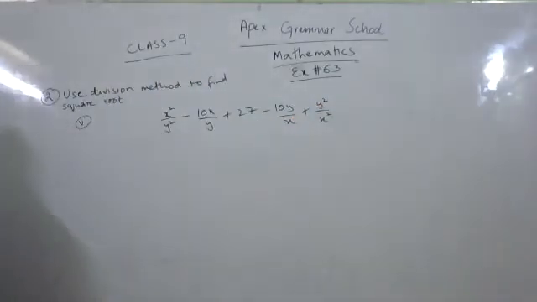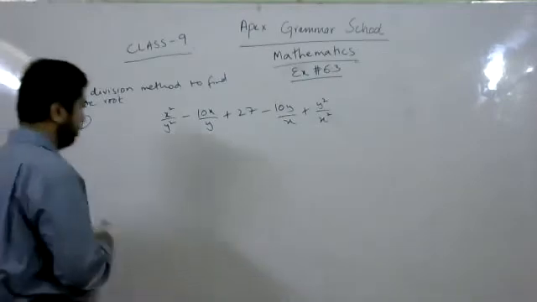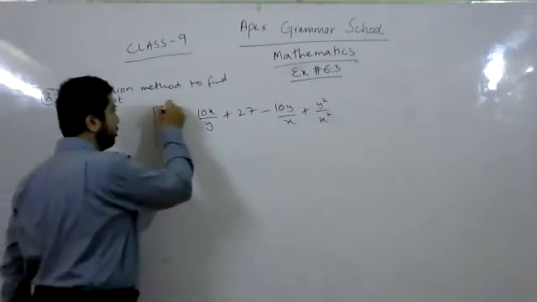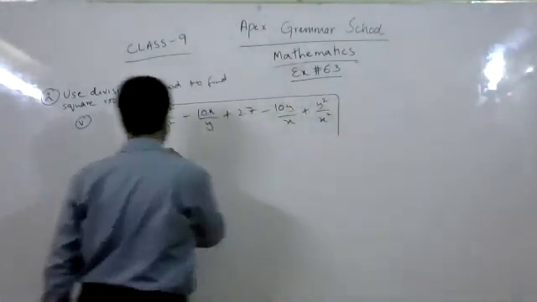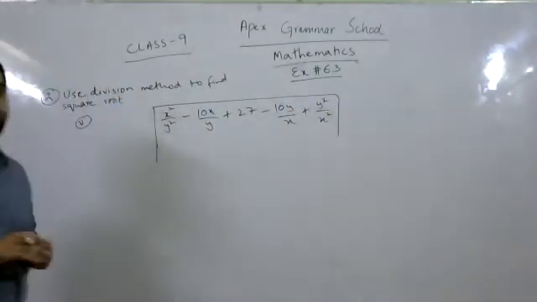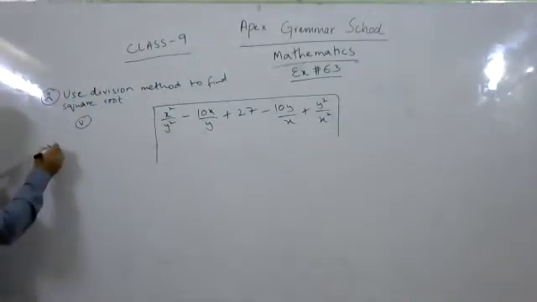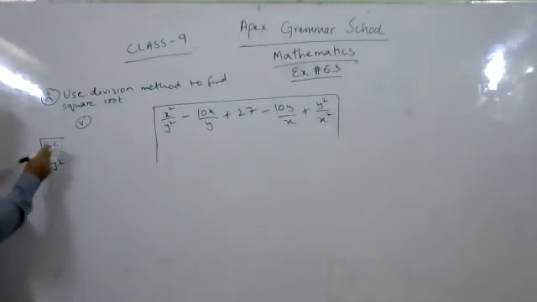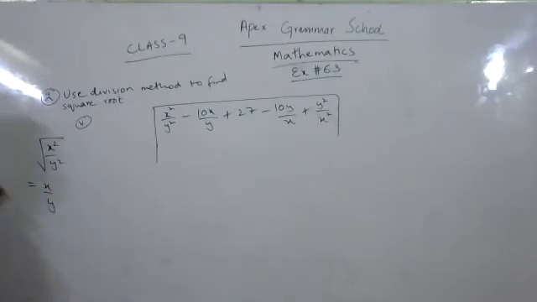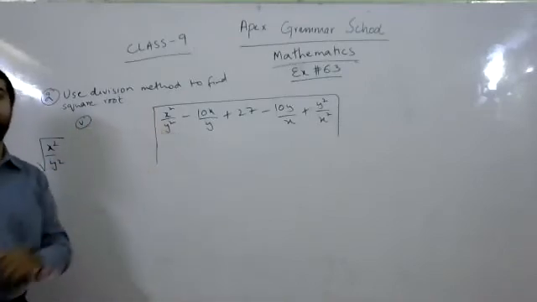We need to find the square root of it. Again, you need to apply simply the same method which we have already applied. First of all, you need the square root of the very first one, x square over y square. Apply the square root on it. This square will cancel this square root, so you are left with only x over y. The square root of x square over y square is x over y.